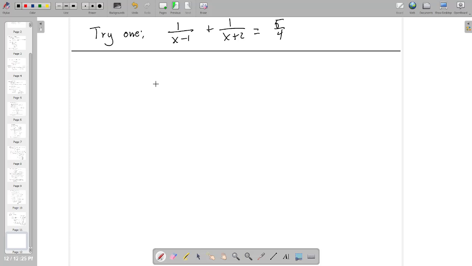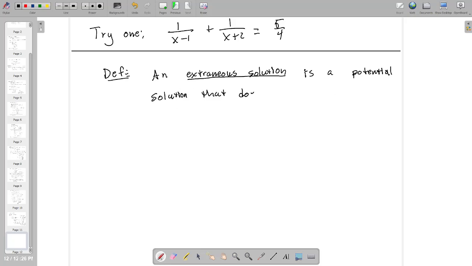The next thing that I'm going to talk about is a particular method to solve an equation, but it does create solutions that are not actually solutions to the equation. So first, what I need to do is define what I mean by a solution that's not a solution. An extraneous solution is a potential solution that does not satisfy the original equation. I'll give you an example of this.